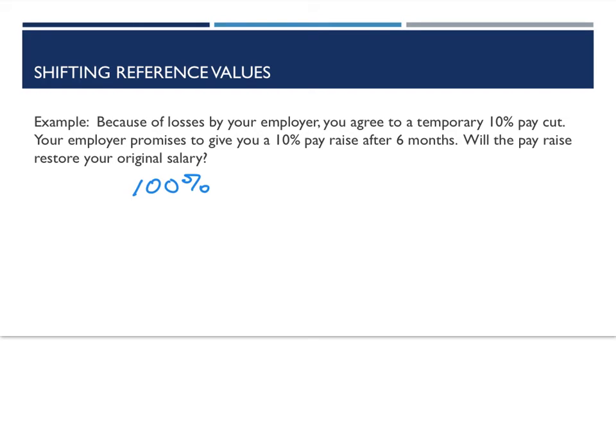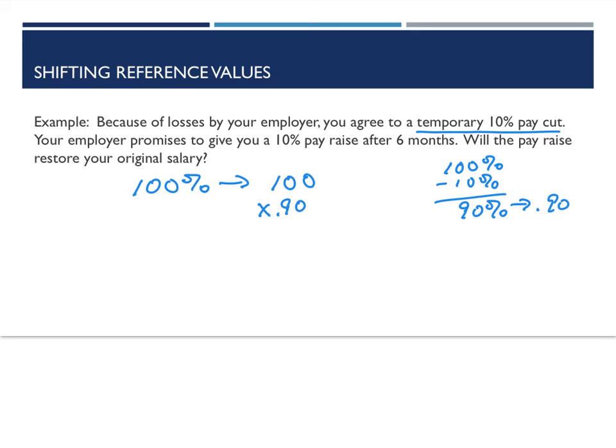Now, because that's my salary, let's just leave it as 100 so I don't get confused. Now, if I agree to a temporary pay cut, 10% for the next 6 months, a pay cut means 100% of my salary minus 10% means I'm only going to make 90% of my salary. 90% as a decimal is 0.90. I'm going to multiply my 100 by 0.90. That's what will happen for the first 6 months.